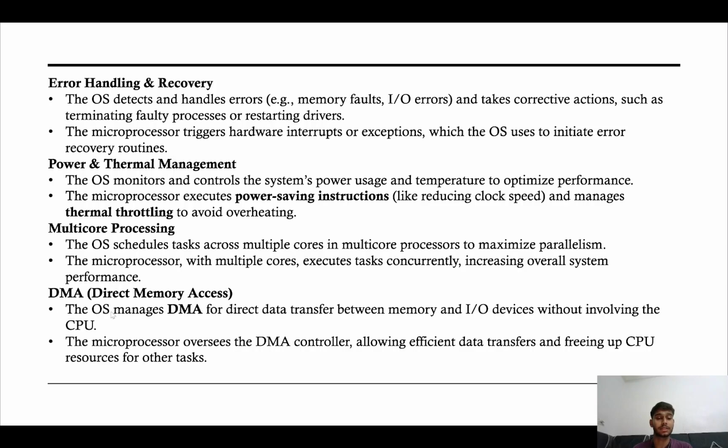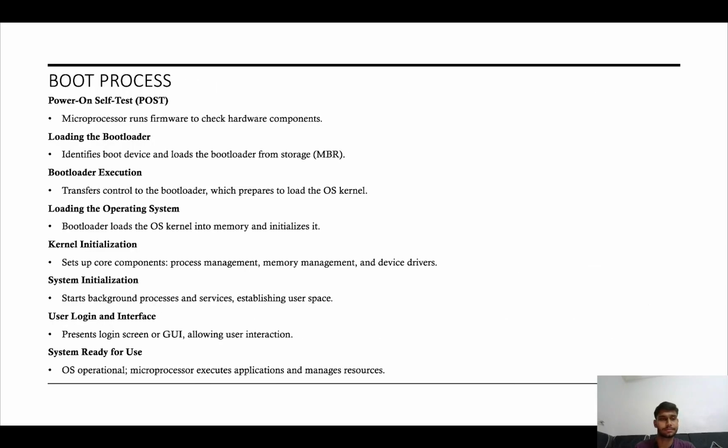DMA, that is direct memory access. The OS manages direct memory access for data transfer directly between memory and I/O devices without involving the CPU. Here, in the direct memory access concept, there is a DMA chip that does not disturb the main CPU for input-output operations and their requests. The microprocessor oversees the DMA controller, allowing efficient data transfer and freeing up CPU resources for other tasks.